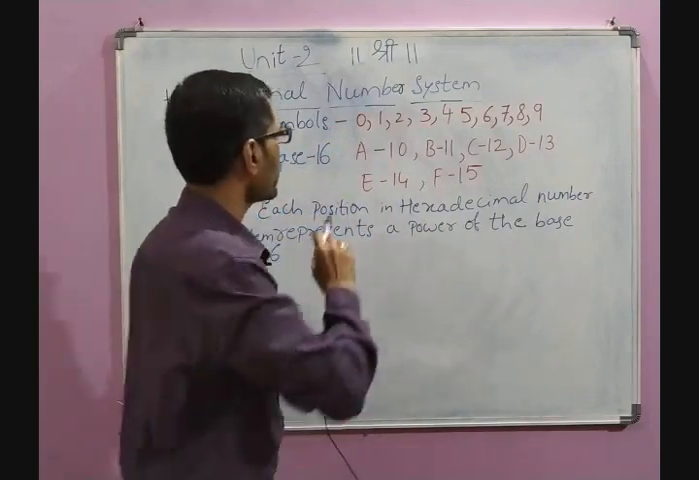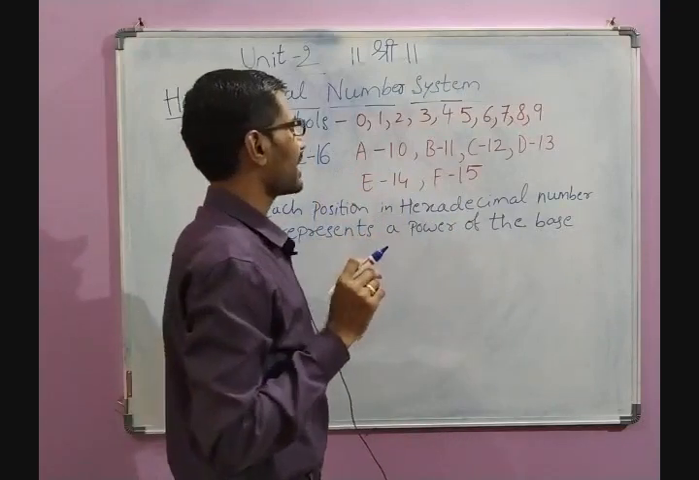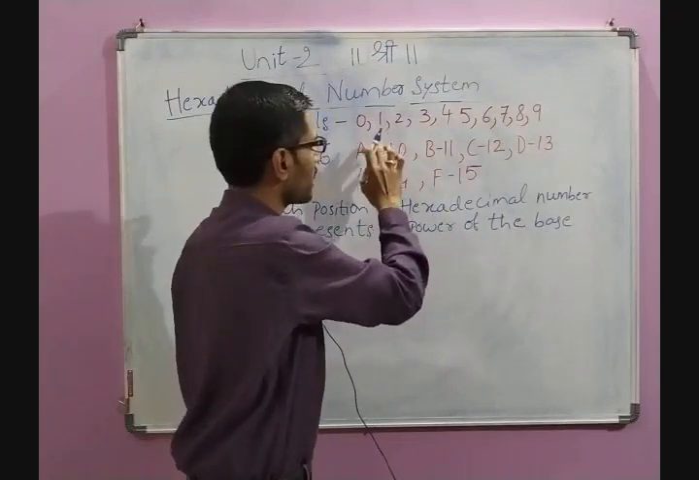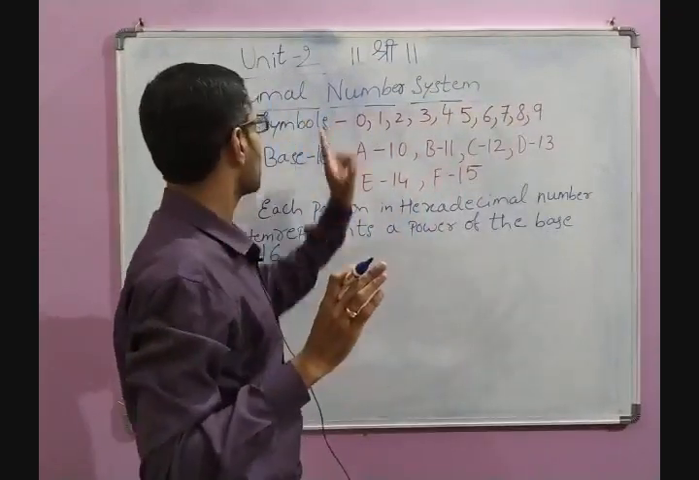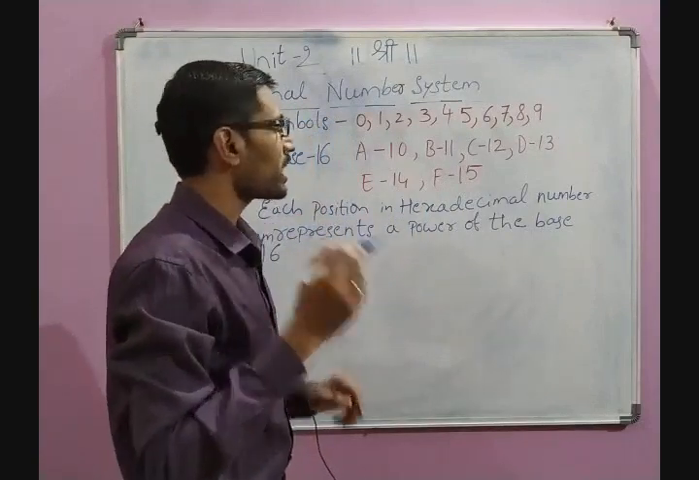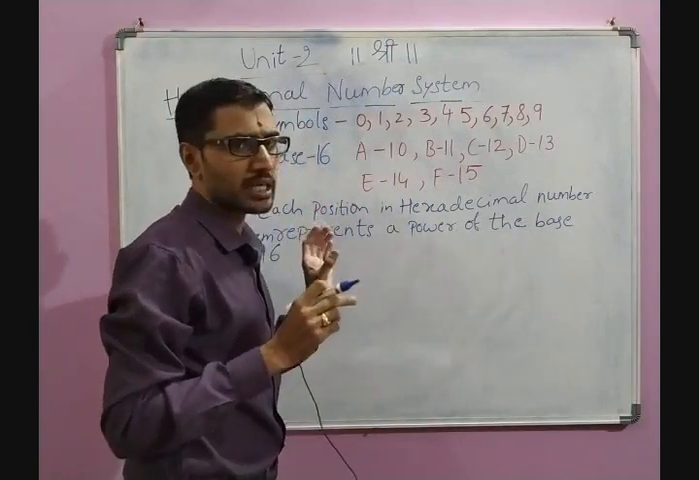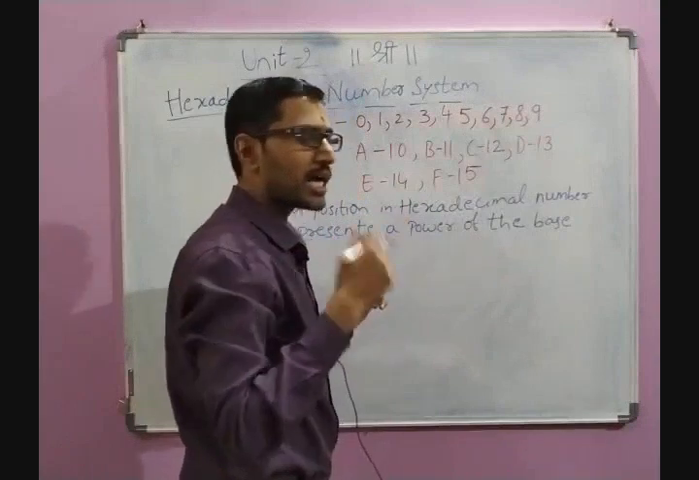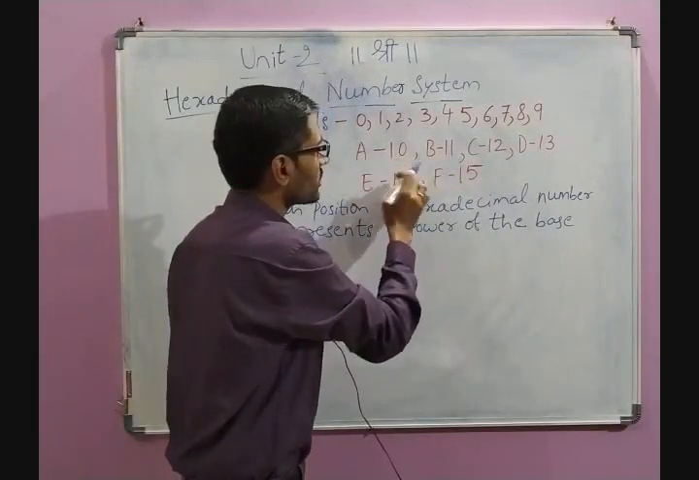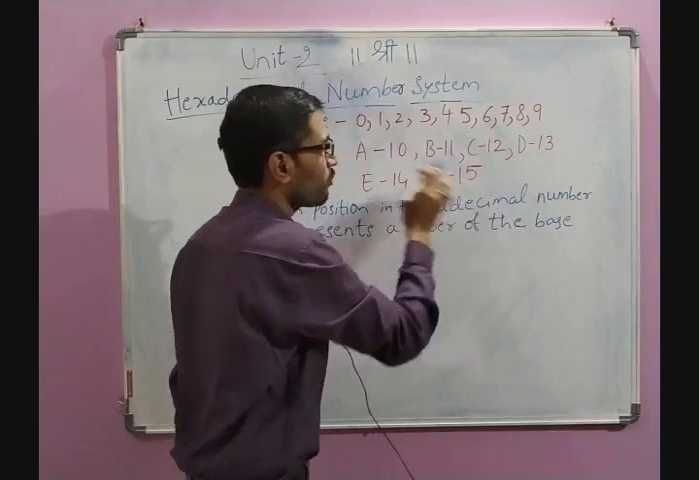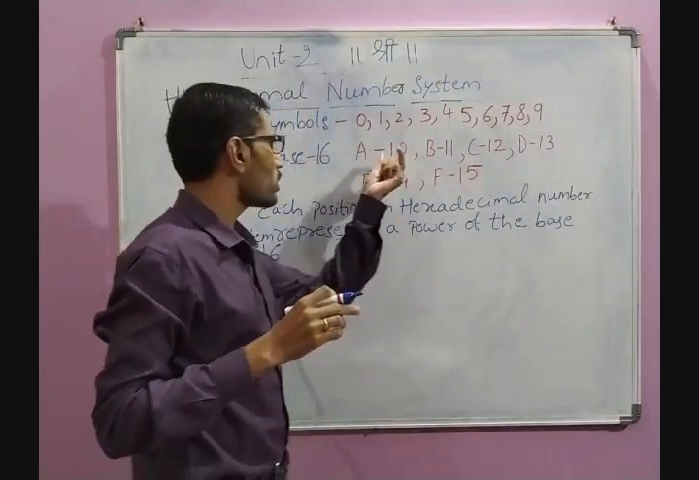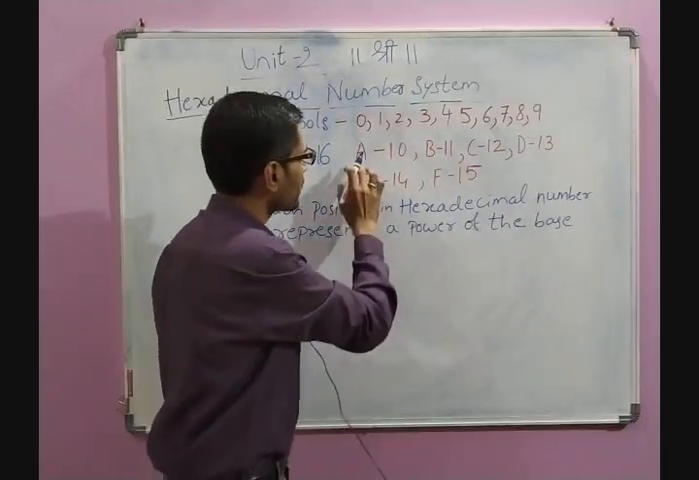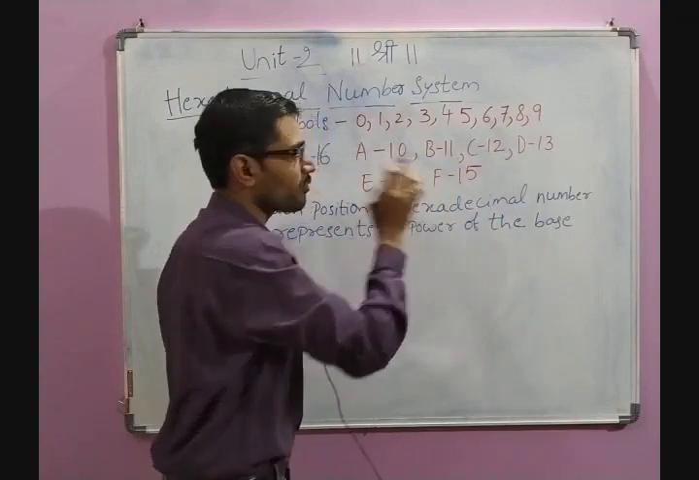Now we will look into the different digits present in the hexadecimal number system. Initially, 0 to 9 are the same as in the decimal number system, which gives us 10 digits. After that, we need symbols for 10, 11, 12, 13, 14 and 15. For these we don't use the numbers 10, 11, 12. Instead we use the alphabets A, B, C, D, E and F.